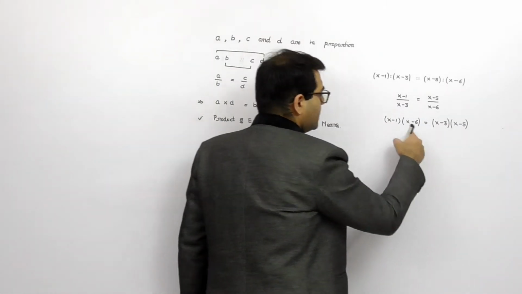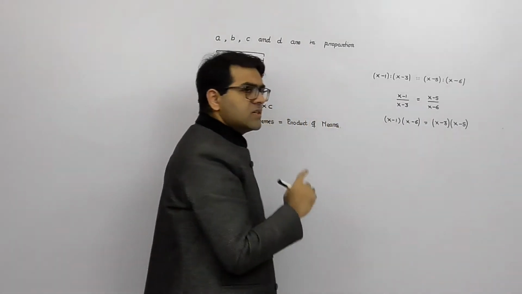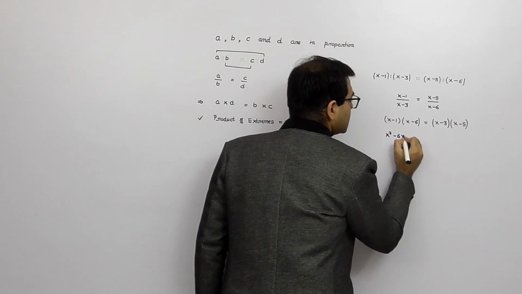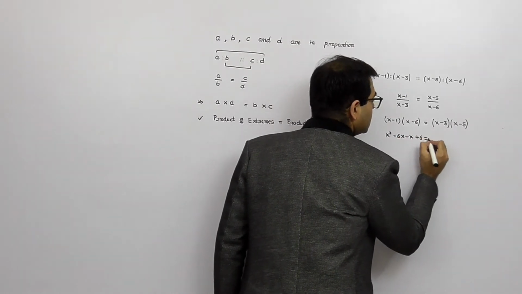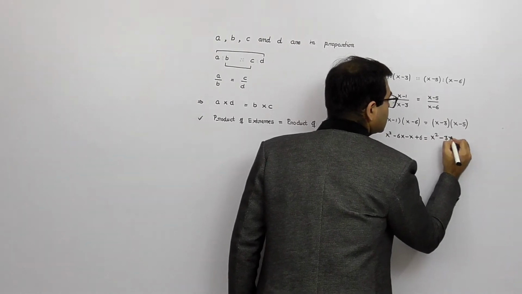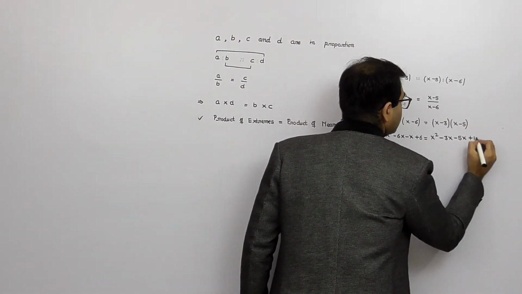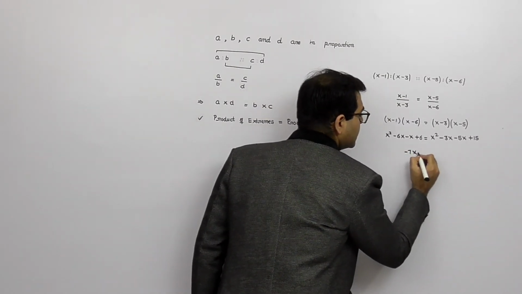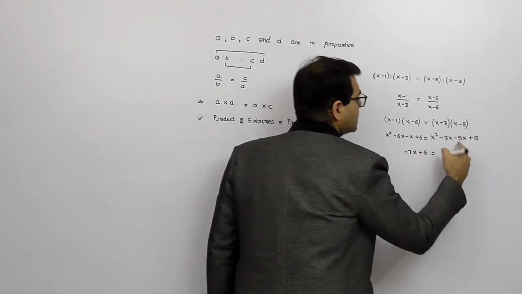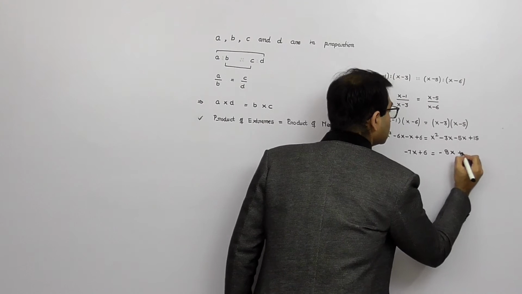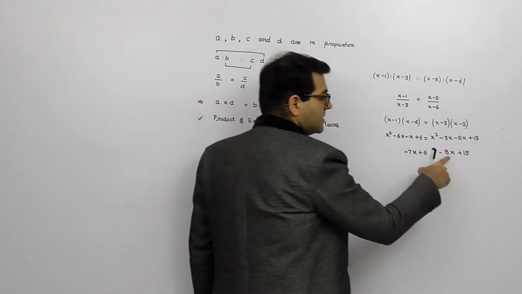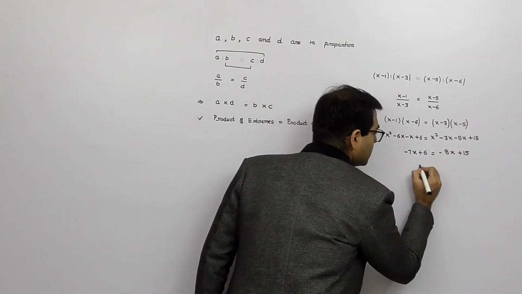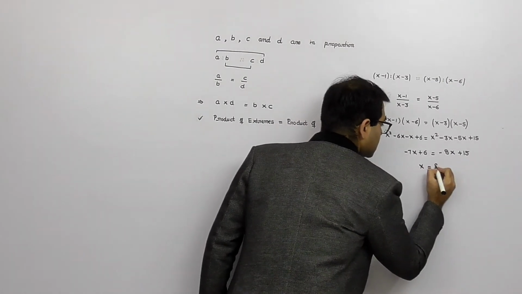Now, let us multiply the terms here and get the equation. So, x into x gets me x square minus 6x minus x plus 6 equals x square minus 3x minus 5x plus 15. Now x square cancels x square, minus 6x and minus x is minus 7x, so left hand side ends up becoming minus 7x plus 6, right hand side ends up becoming minus 8x plus 15. Ab ye minus 7x ko minus 8x ke saath adjust karte hain, minus 8x ko left hand side pe move karenge, ye positive 8x ho jayega, so I'm left with x equals 15 minus 6, 9.